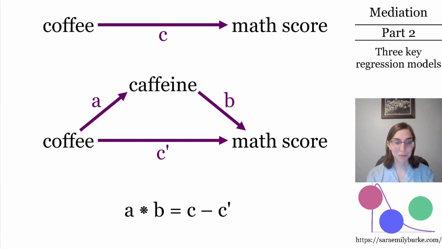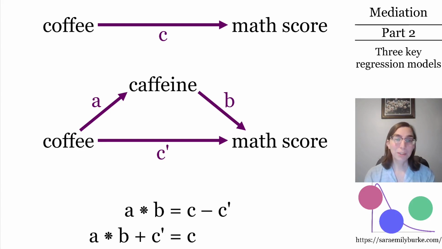A times b is equal to c minus c prime, and the value a times b, equivalent to c minus c prime, is called the estimate of the indirect effect. Estimating this indirect effect is the central purpose of statistical mediation analysis.